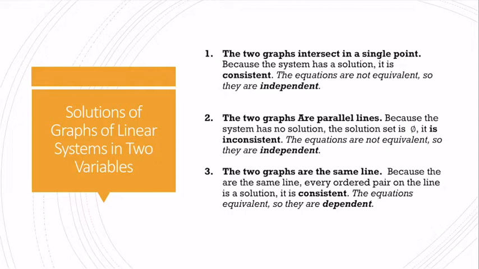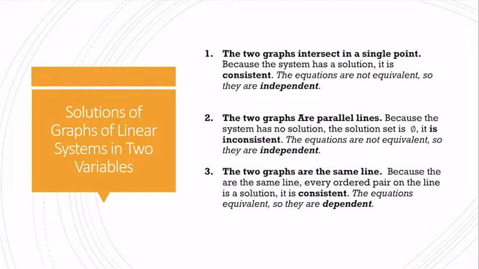If we have parallel lines, those are inconsistent because there's no solution, right? They don't intersect at all. But those equations are still not equivalent, so they are independent. And then if two graphs are the same line, that's consistent because it has a solution. But those equations do depend on each other because they're the same, right? You depend on yourself. So we'd say those were dependent.